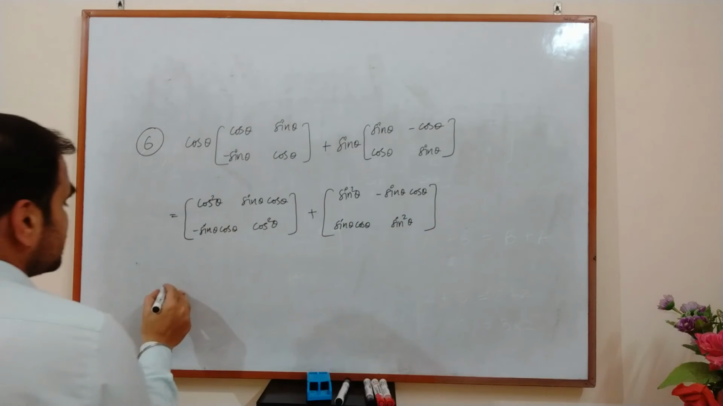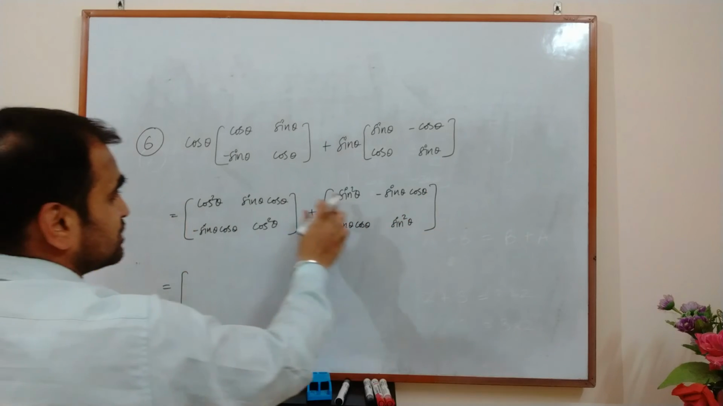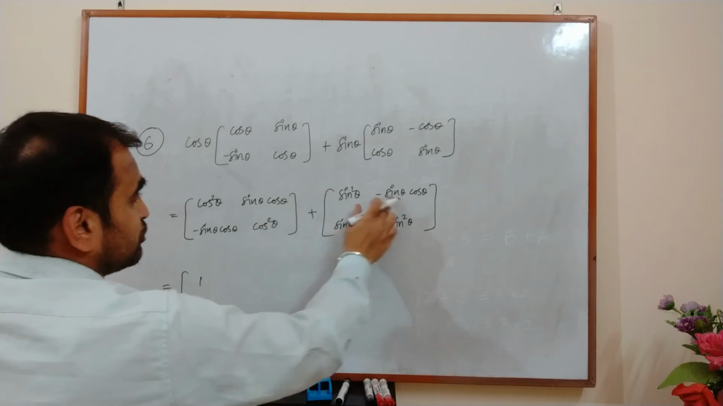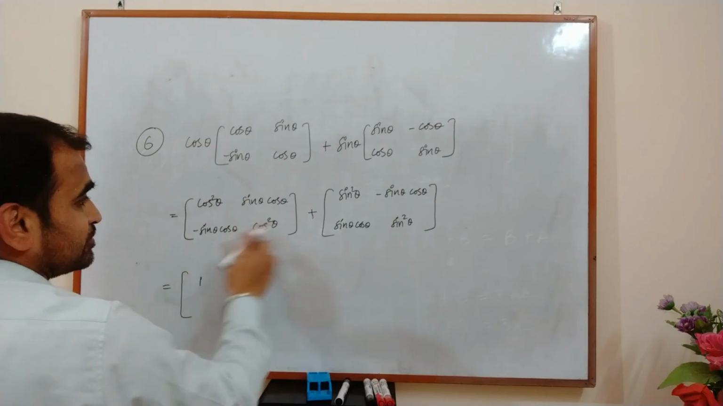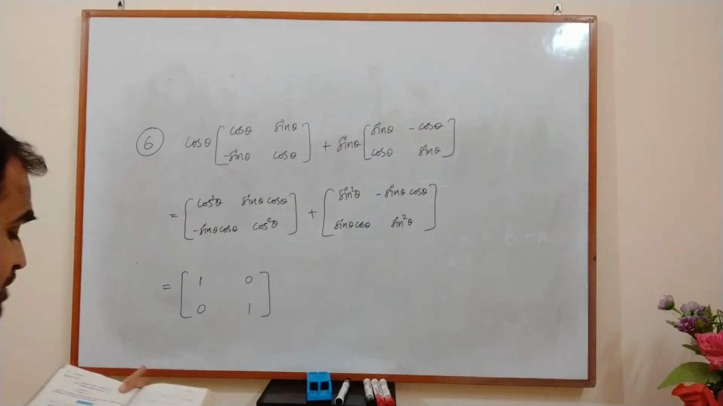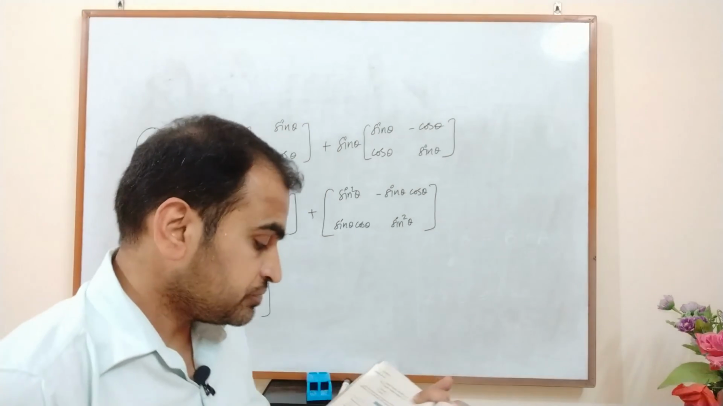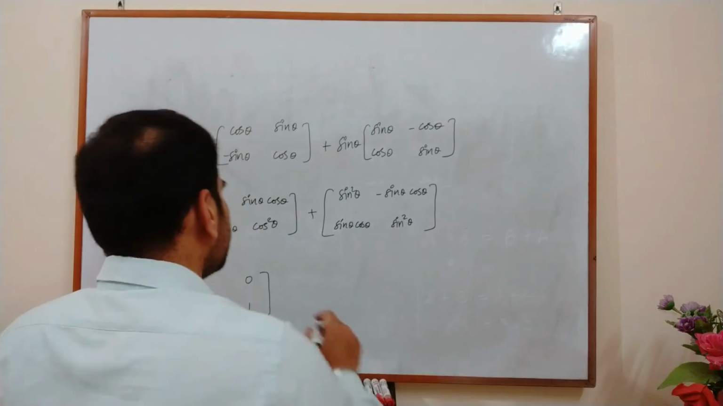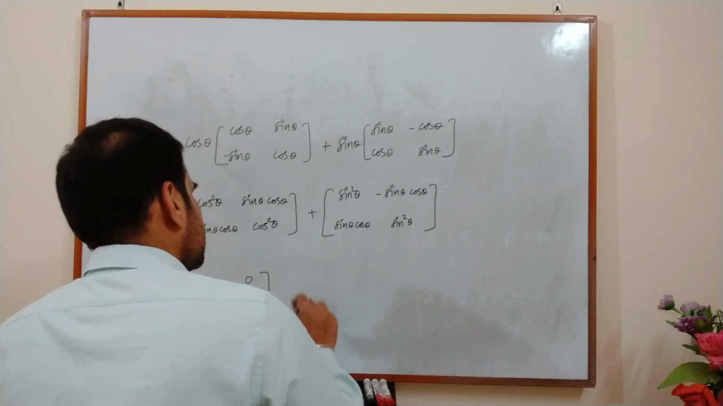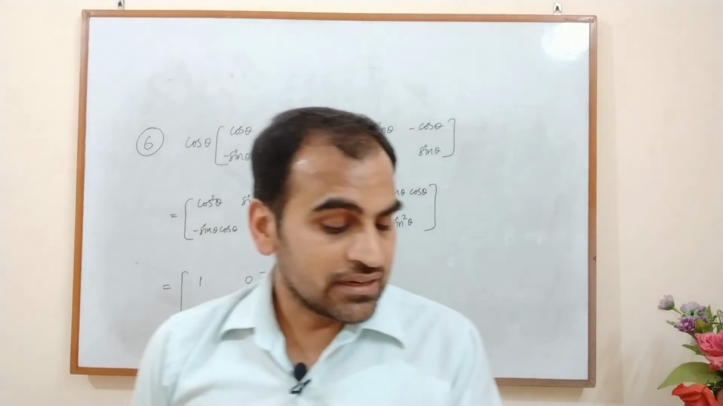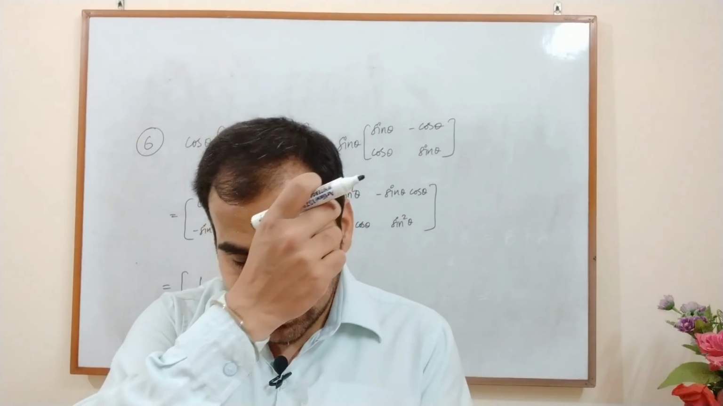Now if you add these matrices, sin square theta plus cos square theta will be 1. If you add these two values, we will get 0. This will be 0 again, and this is also 1. So this is a kind of identity matrix of order 2 cross 2. Fine. Next we have question number 7 that we will do in the coming videos. So this is about matrix multiplication and addition, some questions from exercise 3.2.